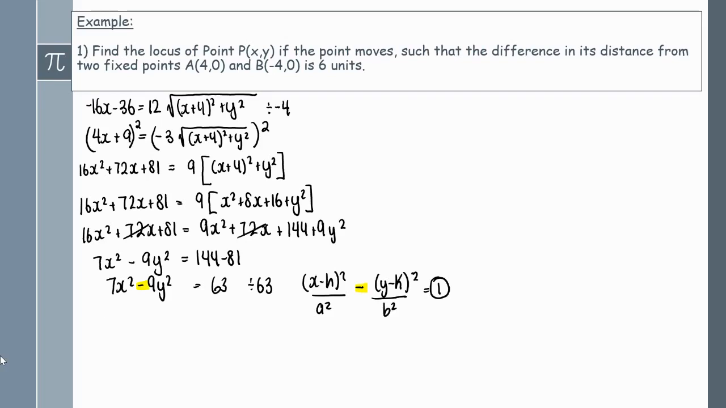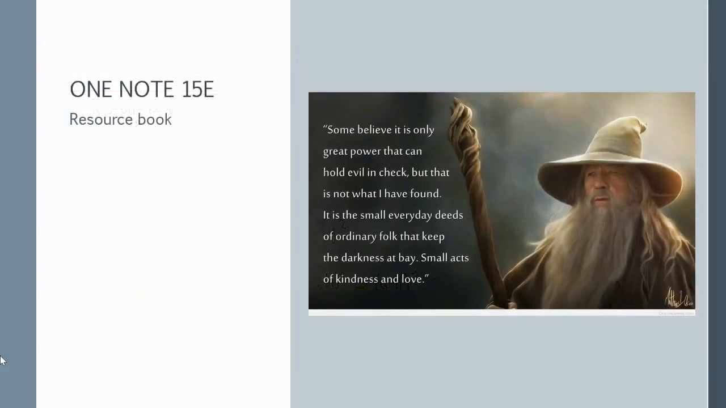And I've got the minus in there, which is great. When I divide by 63, things will hopefully cancel out for us. And they do. I get x squared over 9 minus y squared over 7 equals 1. End of problem and end of the slides.